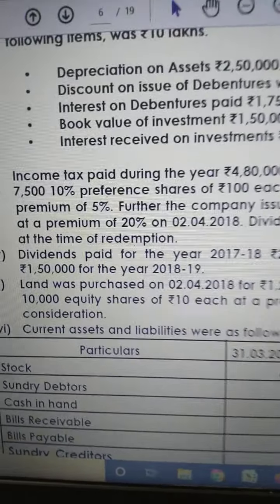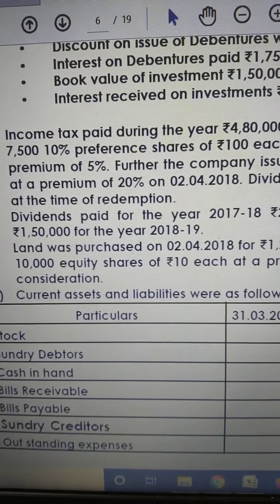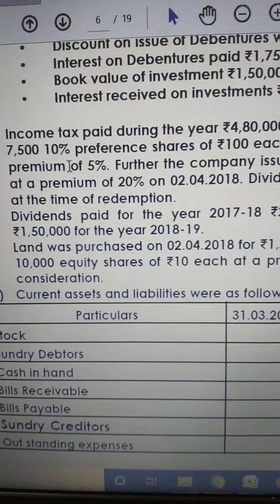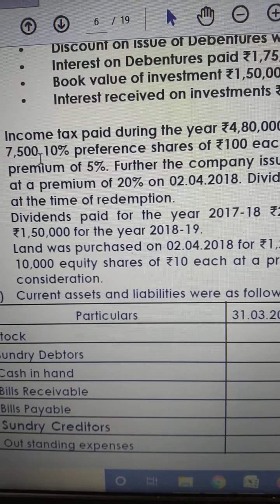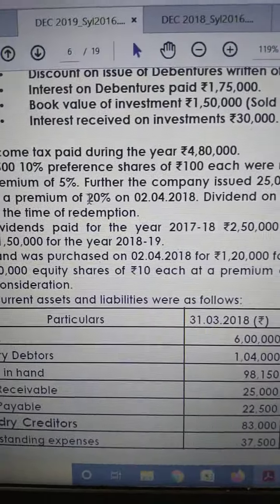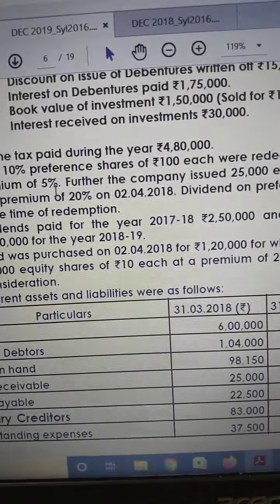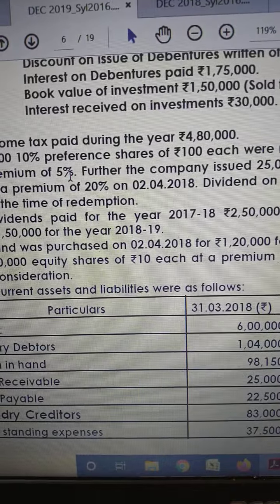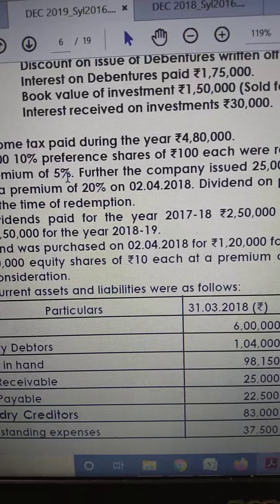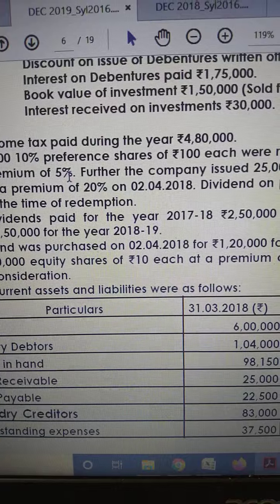What is the next item? Income tax paid during the year. As per our format, we have to give some adjustment for this. Then, 7,500 preference shares of 100 each were redeemed on 31/3/2019 at a premium of 5%. They repaid the redemption of preference shares. Cash outflow. What activity is it? Issue of shares is which activity? Financing activity. So redemption of shares is also a financing activity.